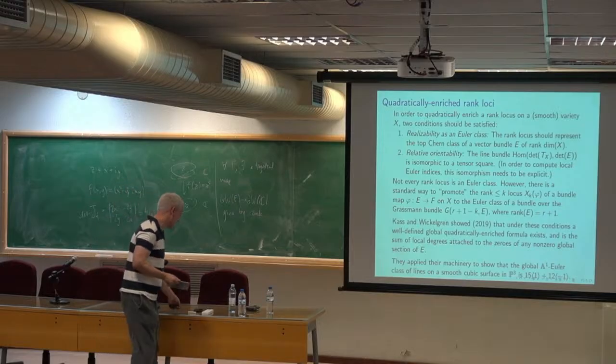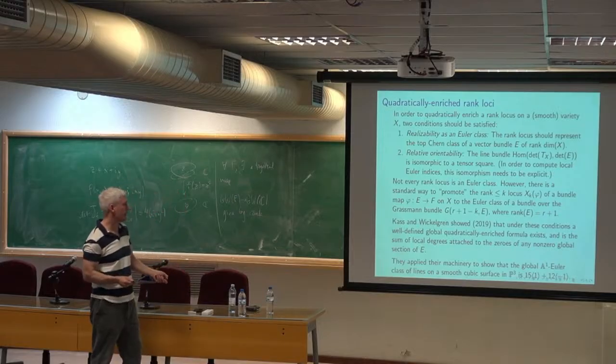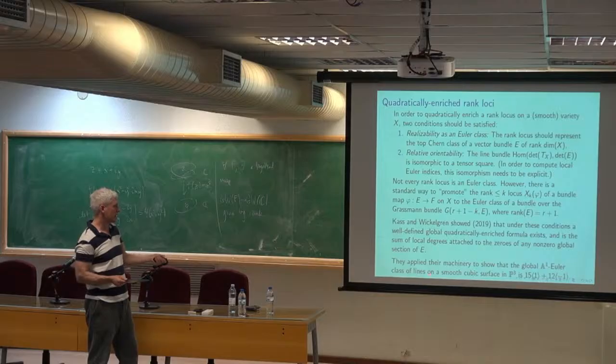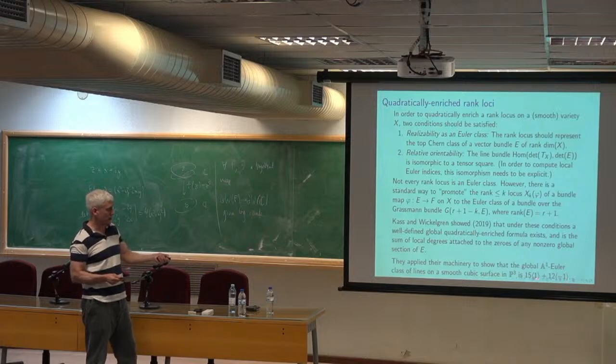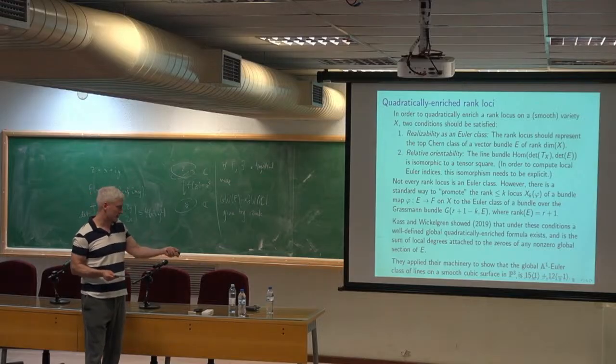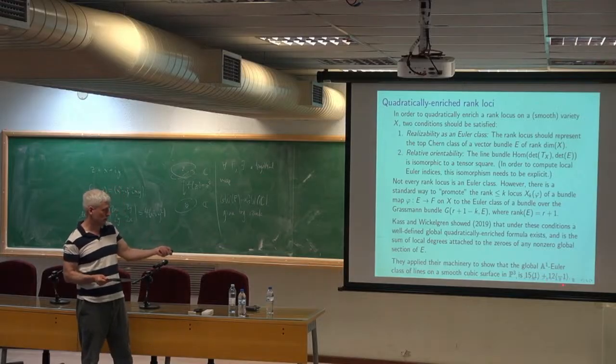And very famously, they applied their machinery to show that the global A1 Euler class of lines on a smooth cubic surface is 15 times the atomic 1 class plus 12 times the atomic minus 1 class. And you should notice that this already recovers the classical formula, because we have the classical formula of 27 lines on a complex cubic. The rank map just says that you forget the signs in these atomic classes and you just sum the 15 with the 12.